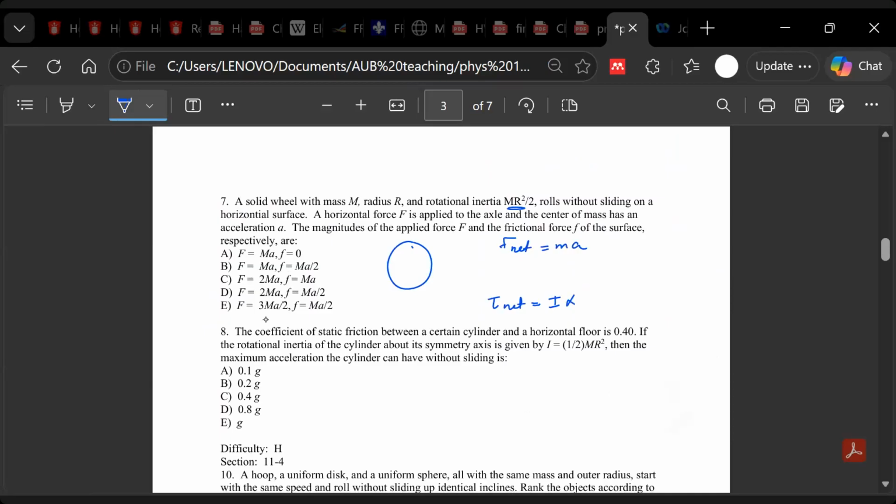If we study F net equals ma, I have two forces, the frictional force and the applied force. So I'll have F minus f equals ma. For the torque, only the friction will contribute to the torque. We talked about this quite a lot before. I is half mr squared and alpha is a over r. We end up seeing that f is half ma, which is one of these three options. What about capital F? Capital F will be f plus ma, which is going to be 3 over 2 ma. So this is basically answer E.